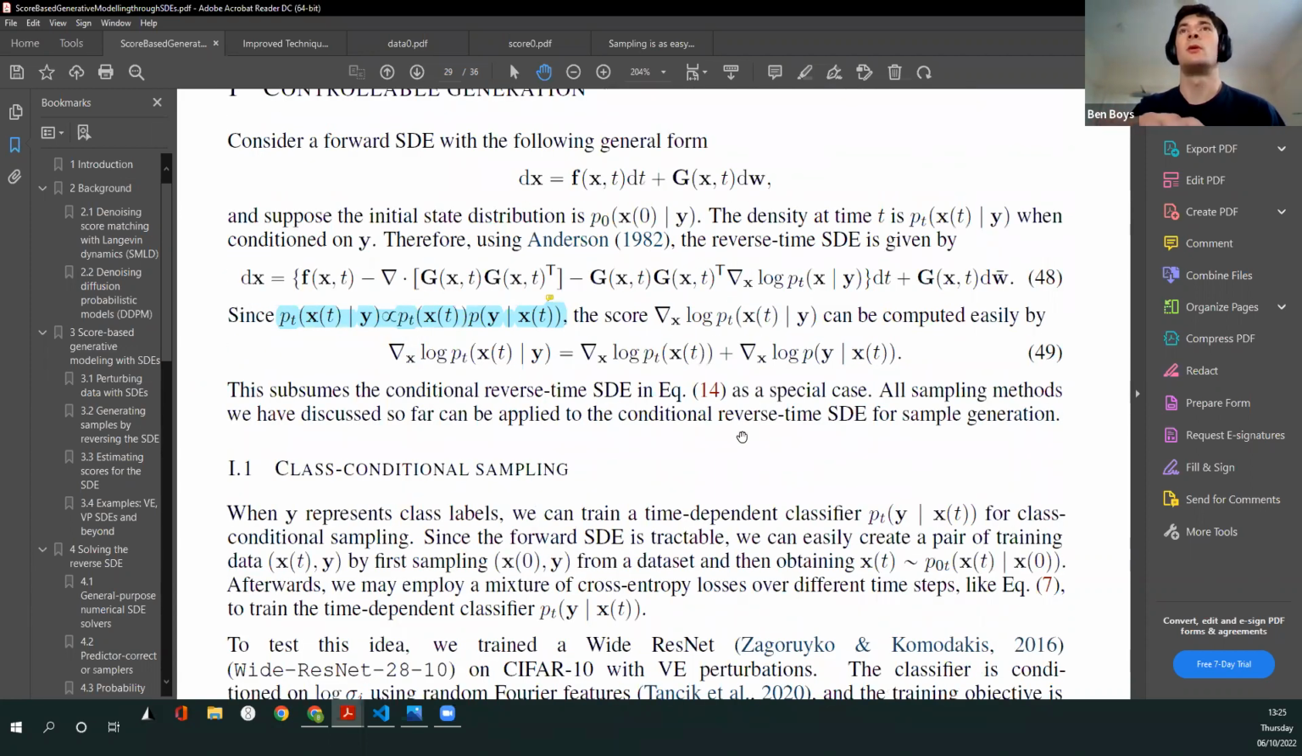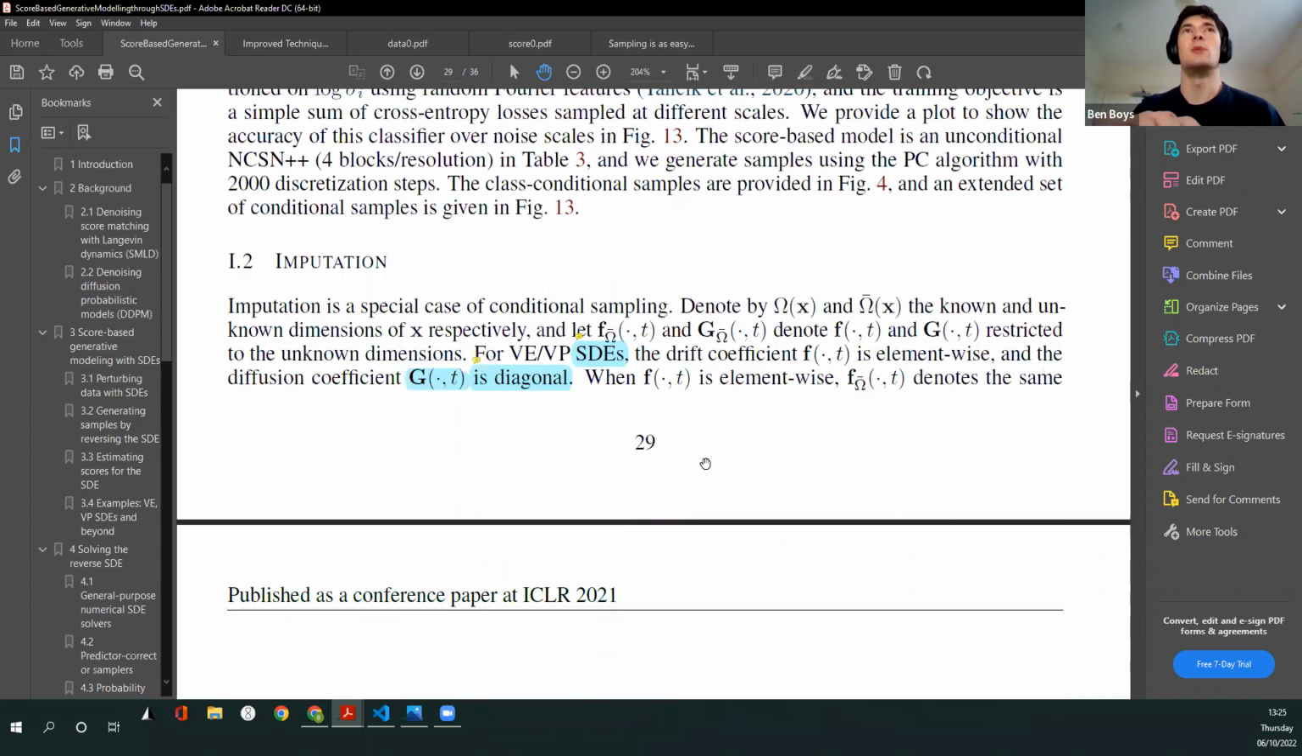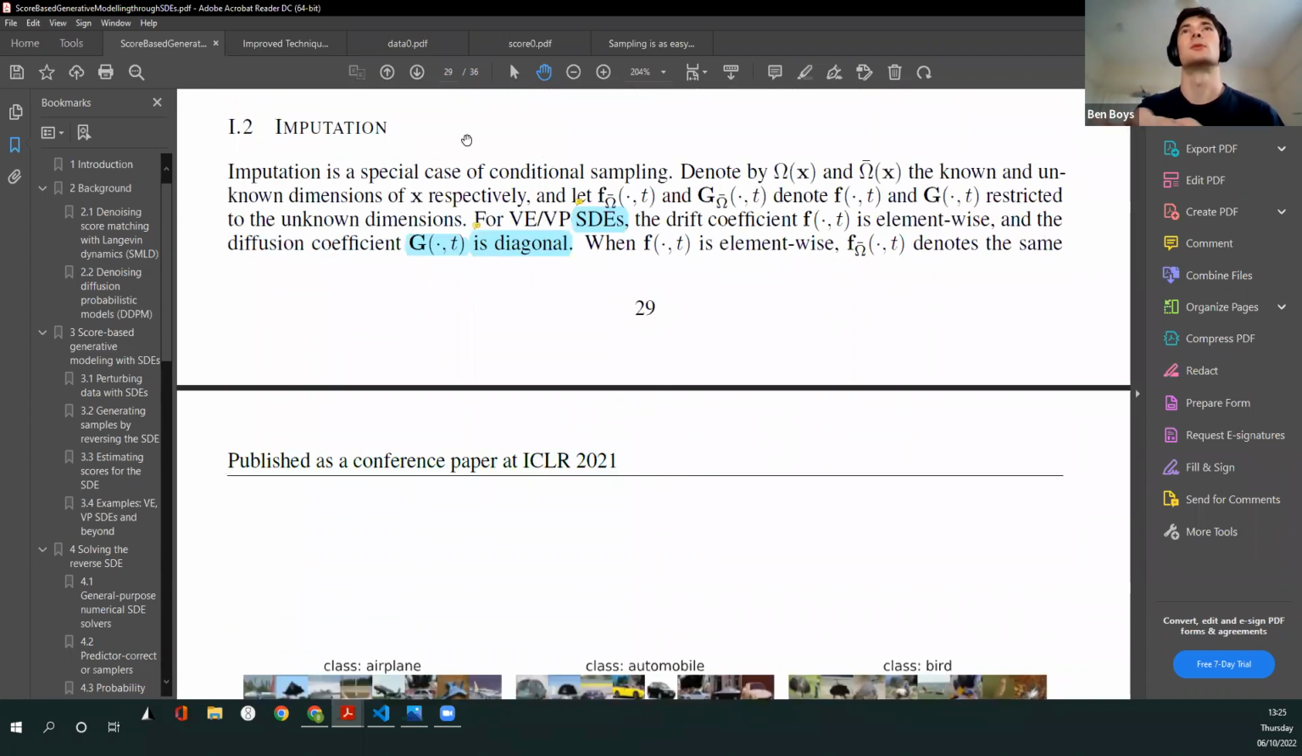Imputation, what this is called in painting, is where you have two different domains, i.e. the 0, 0, 0 RGB, which is the bar, and the 3, which is where you do the colors. And then by splitting up the score function between the dimensions of the pixels you know and the dimensions of the pixels you don't know, you can condition on the ones that you know.